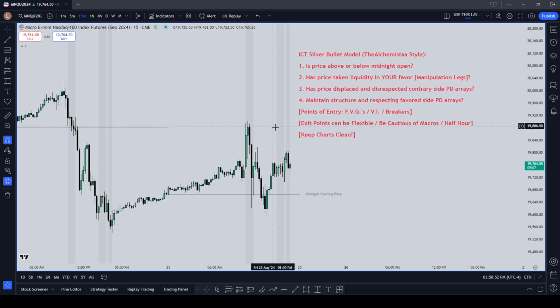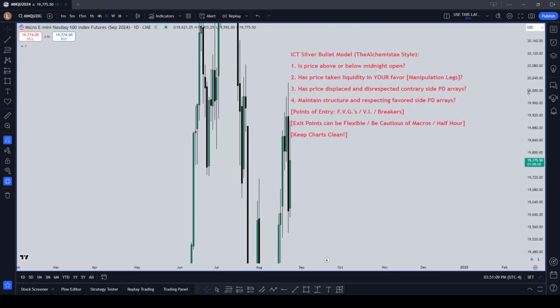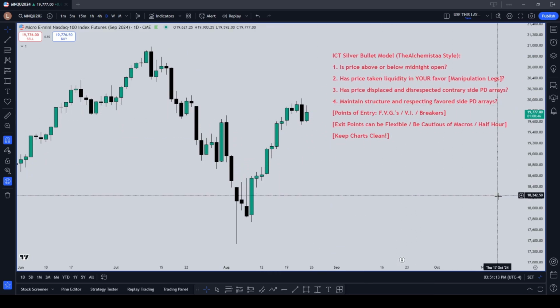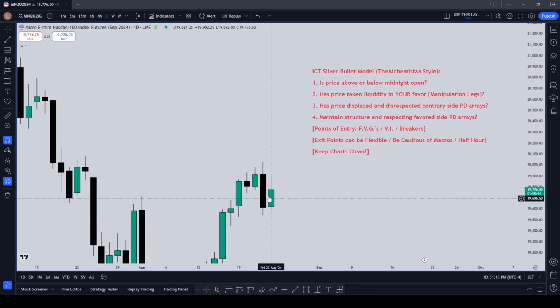Now, vice versa, if you want to be a seller, you want to be selling above midnight open only. That's the rule for that specifically. But of course, this model isn't only based on that midnight open. You have to still frame your idea on the daily chart and the weekly chart.